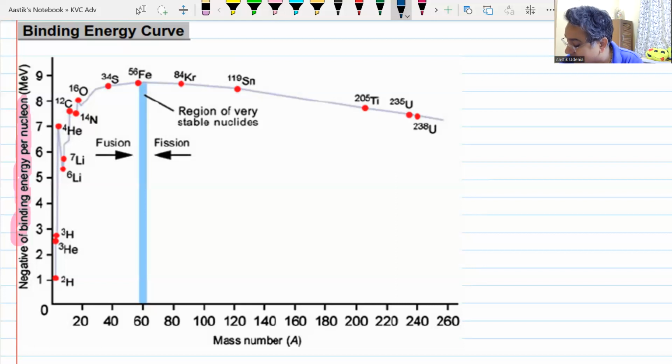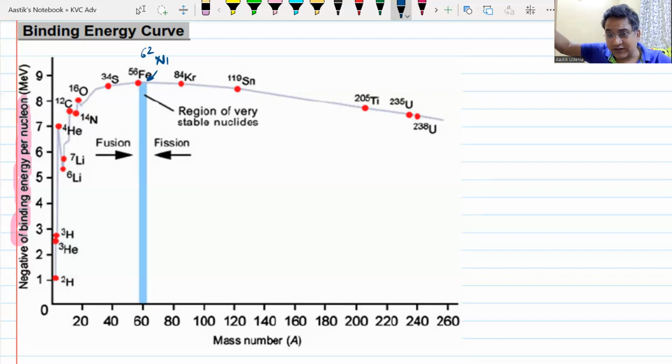Nickel 62 lies somewhere here. This is the zone in which the binding energy per nucleon is very, very high. It is the highest, somewhere in the range of 8.8 mega electron volt. This is the region, the blue region, in which you find the most stable nucleus. So the most stable nuclei lie from iron 56 to nickel 62.